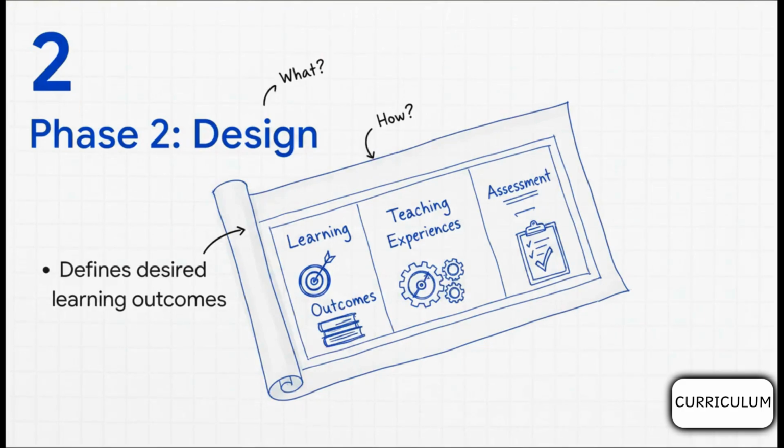Next up, we've got design. So if planning was the why, design is the what and how. This is where the team actually draws up the blueprint. They're asking what specific things should students be able to do? What content will get them there? And, super important, how are we going to know if they've actually learned it?